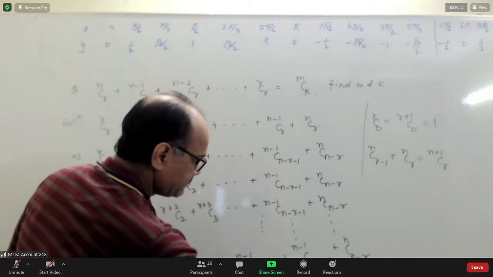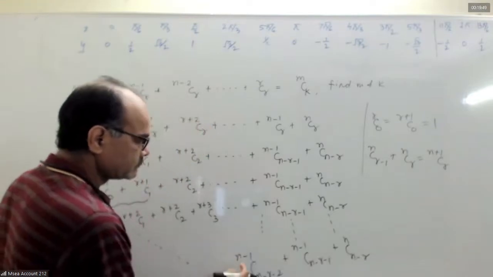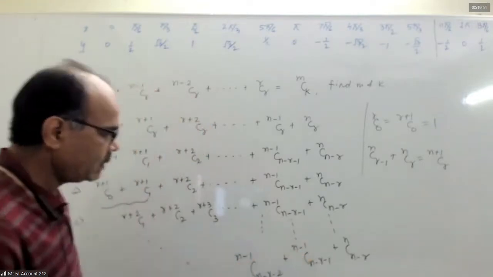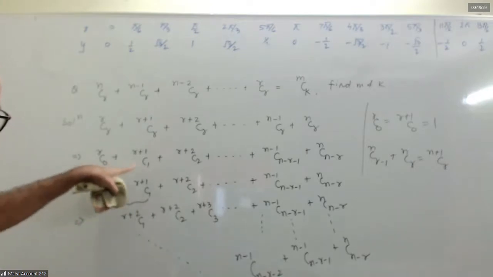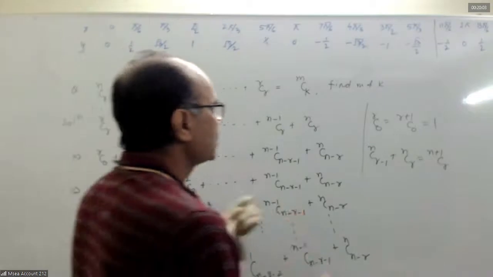After this, sir, one doubt, sir. In that second step, sir, we got RC0 plus R plus 1 C1. How are we getting that? How, sir, did we get it?